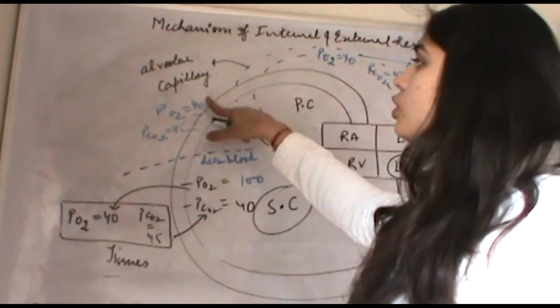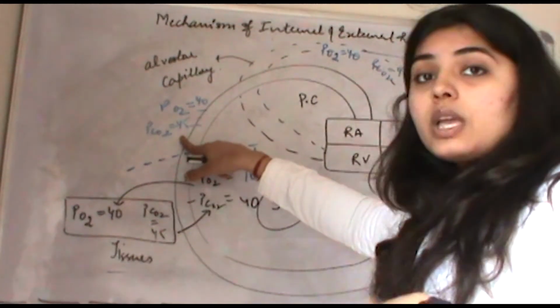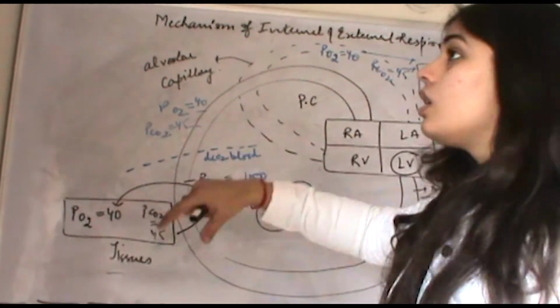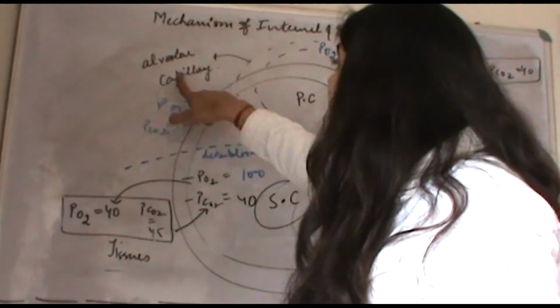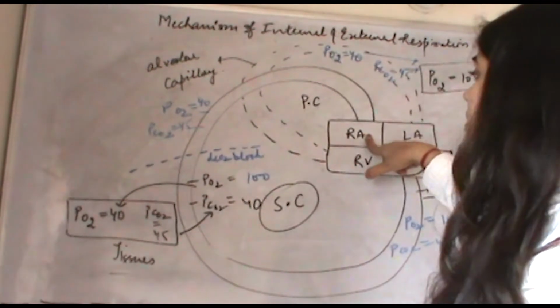So technically दोनों में से कौन कम है? ऑक्सीजन. तो ज़्यादा कौन सा हुआ? CO2. तो कैसा हो गया ब्लड? कार्बन डाइऑक्साइड रिच. नाउ दिस कार्बन डाइऑक्साइड रिच ब्लड विल मूव टू द एल्वियोलर कैपिलरी, और वो कहाँ जाएगा? राइट एट्रियम में. डीऑक्सीजनेटेड ब्लड आ गया.